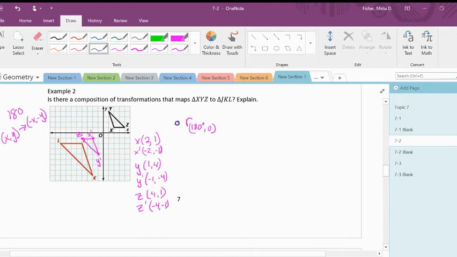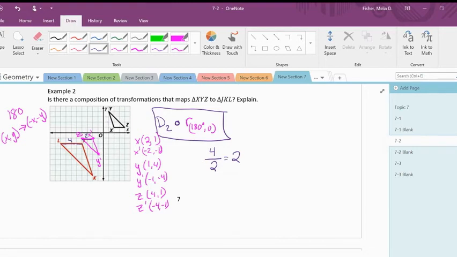We need to figure out how big we enlarged to go from the small one to the big one. So let's count. This side right here is 2, and this side is 1, 2, 3, 4. So we're going to put the new over the old, or we call that the image over the pre-image, and that is a scale factor of 2, so we call that a dilation of 2 on a rotation of 180 degrees.